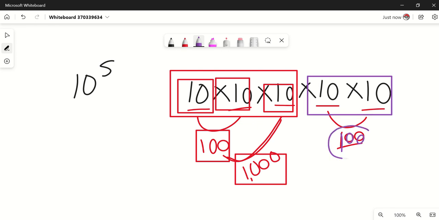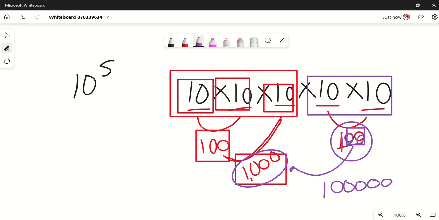Now what I'm going to do is take this 100 and this 1,000 and multiply it together. Now there's a shortcut here. I would just add these two zeros to this. So instead of 1,000, I would add two more zeros and it would become 100,000.